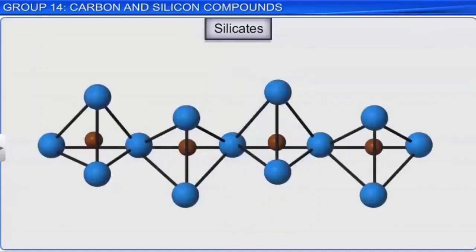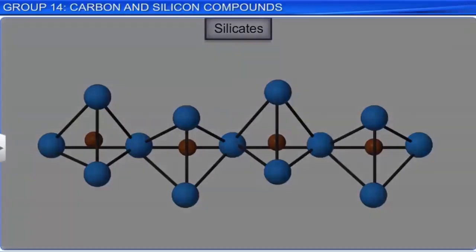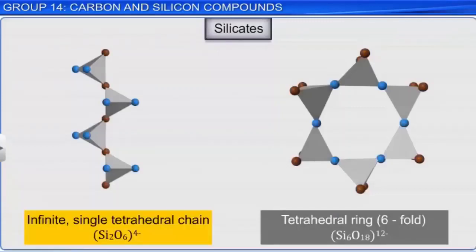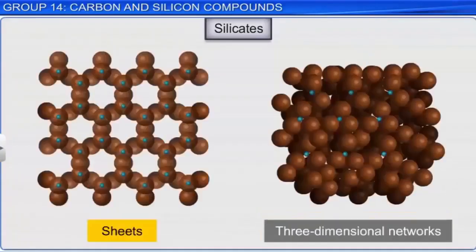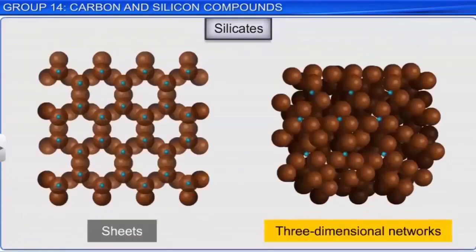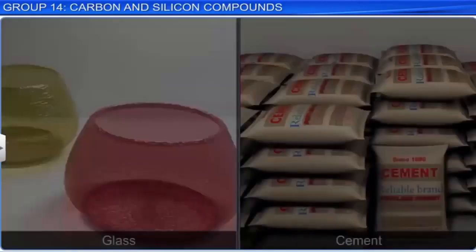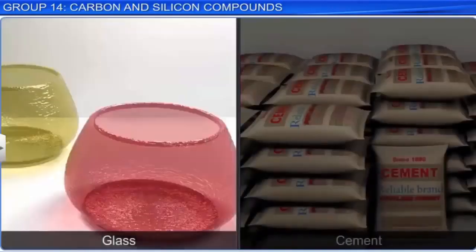The tetrahedral units of silicates may be joined together at the corners by sharing oxygen atoms. Silicates are thus able to form chains, rings, sheets, or three-dimensional networks, as illustrated here. Two important silicates are glass and cement.